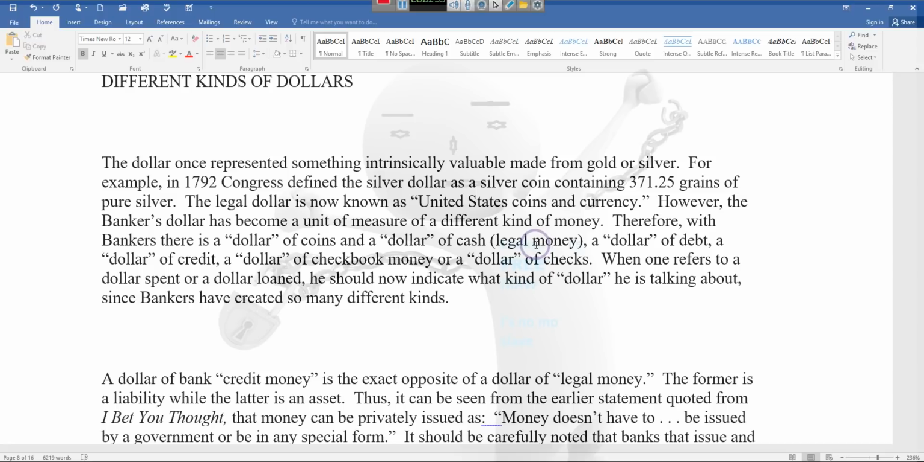Okay? All right. Different kinds of dollars. Did you know the dollar once represented something intrinsically valuable, made of gold and silver? Of course, that's why people say lawful money is gold and silver. Stay off of that tirade. Anyway, for example, in 1792, Congress defined the silver dollar as a silver coin containing 371.25 grains of pure silver. Hold on, wait a minute.